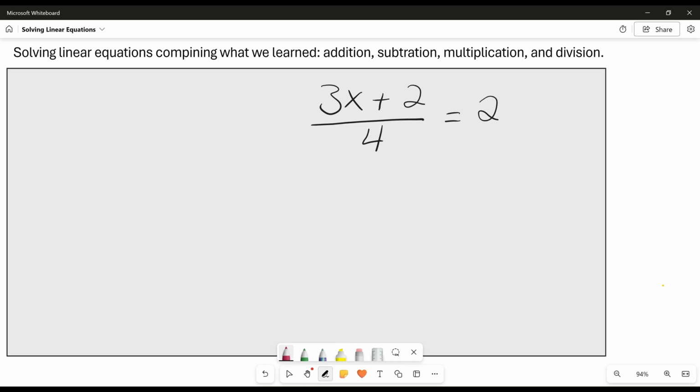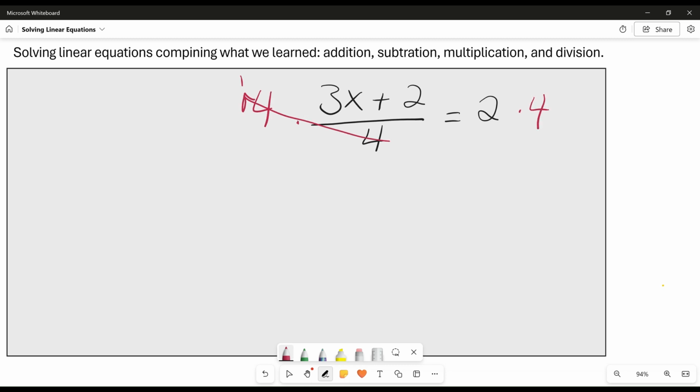So here, you want to ask yourself, what do I want to start with? What makes my equation look bad or look hard to deal with? It's that 4. And that 4 is being shared with the 2 and with the 3x. So by getting rid of that divided by 4, I can make my equation look easier to deal with. So how can I get rid of that divided by 4? The way to do that is you do the opposite of division, which is multiplication. So you're going to multiply by 4 on both sides.